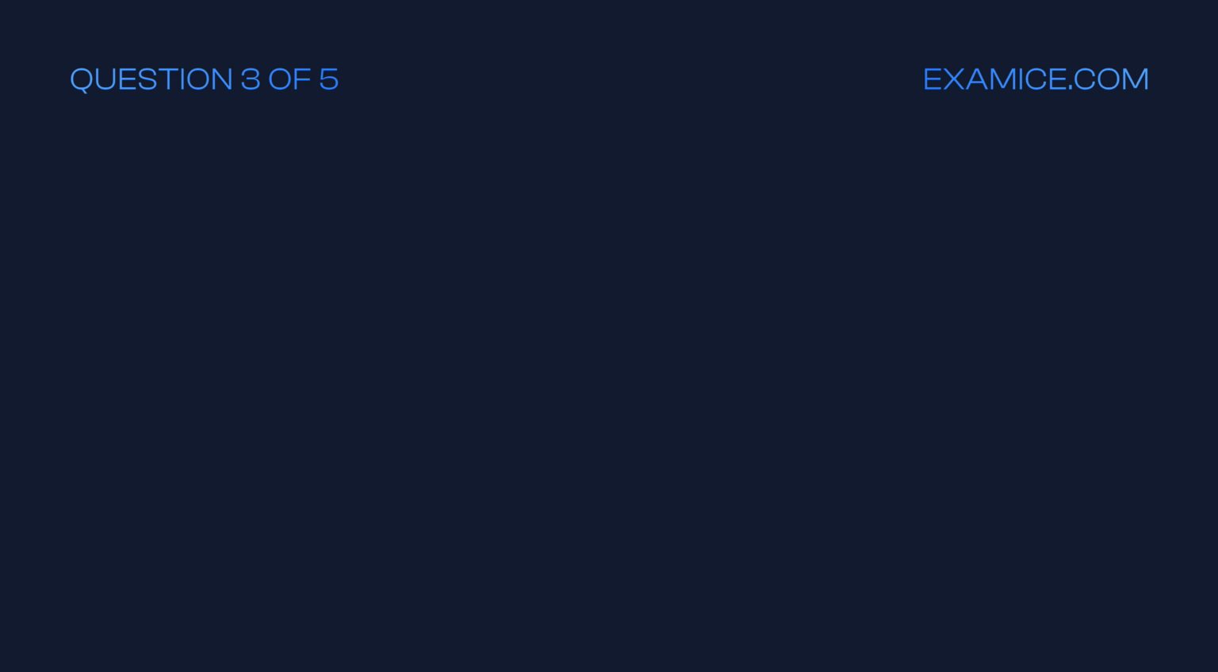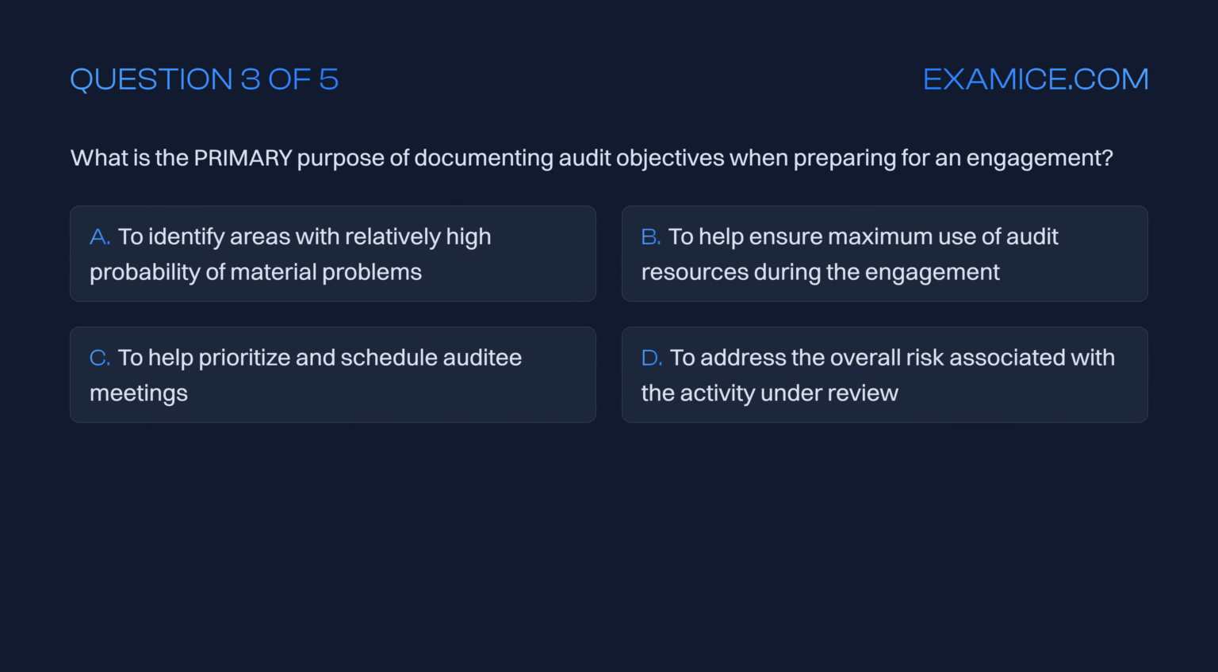Question 3. What is the primary purpose of documenting audit objectives when preparing for an engagement? Option A. To identify areas with relatively high probability of material problems. Option B. To help ensure maximum use of audit resources during the engagement. Option C. To help prioritize and schedule audit meetings. Option D. To address the overall risk associated with the activity under review.